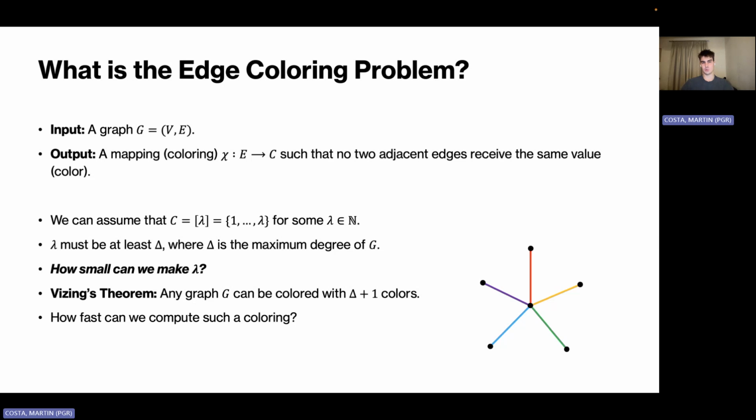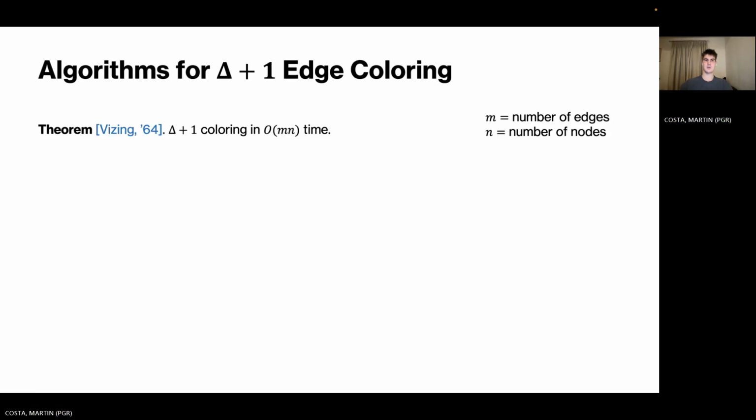Another natural question that arises in an algorithmic setting is how fast can we actually compute a Δ+1 edge coloring of a graph? Vizing's original proof is actually algorithmic and immediately implies the existence of an O(mn) time algorithm. This algorithm basically works by scanning through the edges of a graph in an arbitrary order, and then for each edge, extending the coloring to this edge by flipping the colors of some other edges. So this entire algorithm runs in O(mn) time.